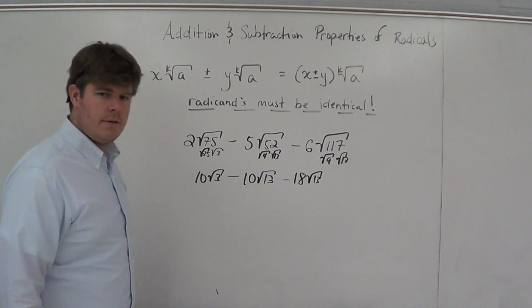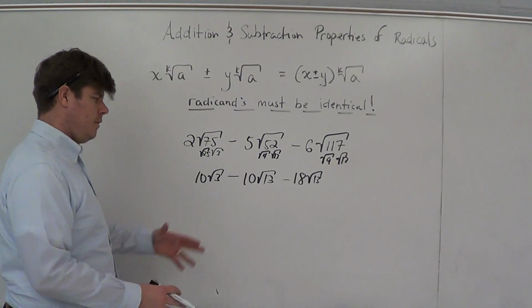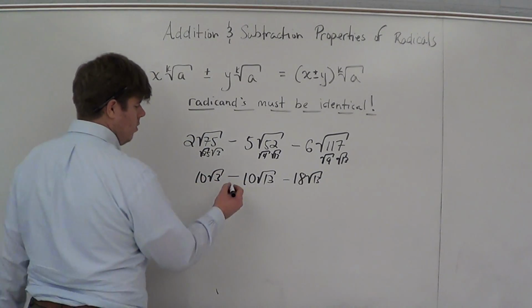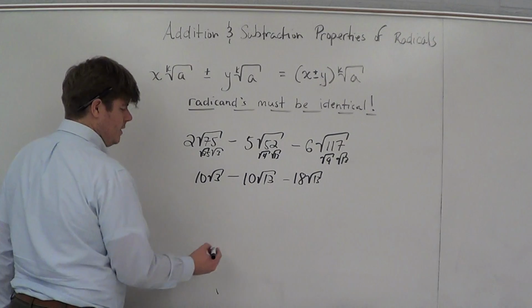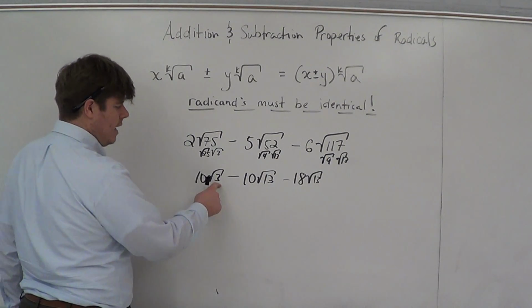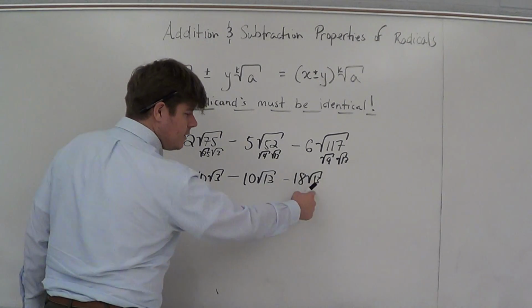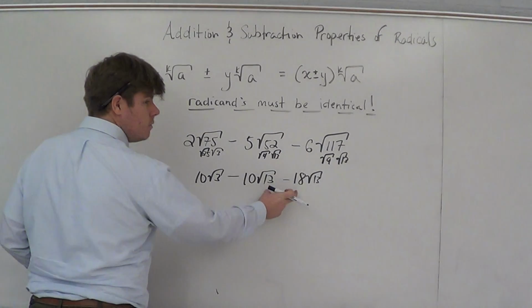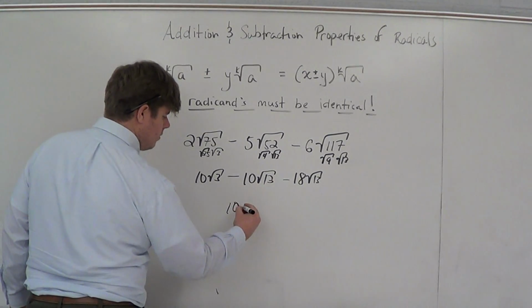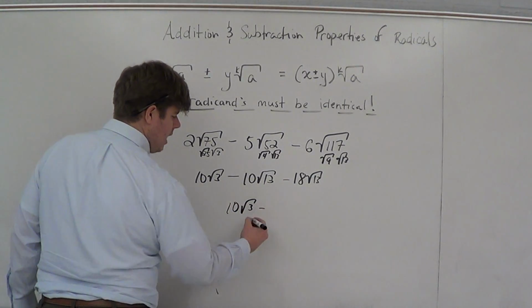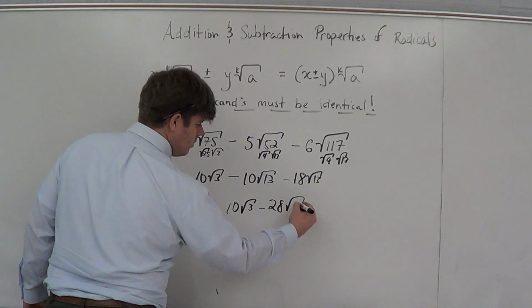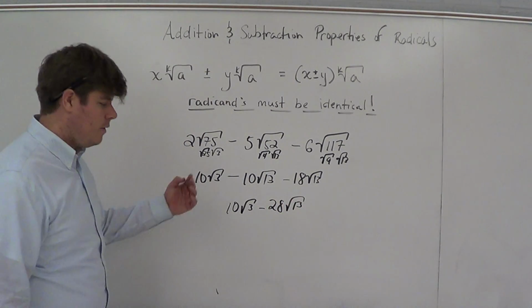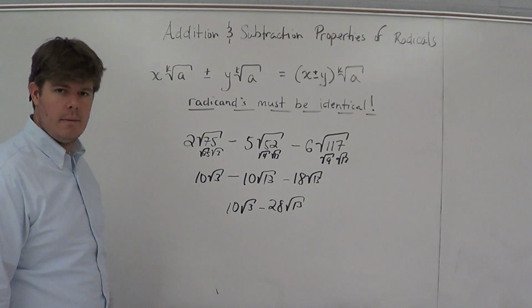Now looking at this, is there anything I can combine now that they're in their simplest form? And yes, lo and behold, I have negative 10, negative 18. But this root 3 can't combine, because this is a root 13 and this is a root 13. So I can only combine those two. So I'm left with 10 root 3 minus 28 root 13. And then from here, there's nothing more I can do. That's it. I'm done.